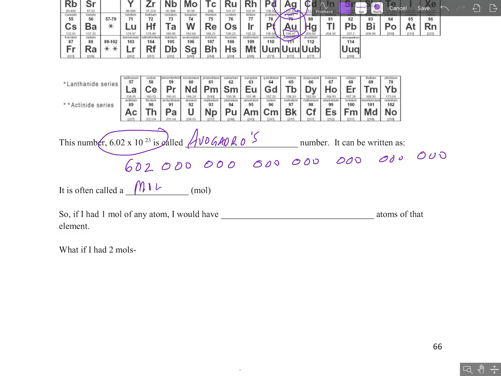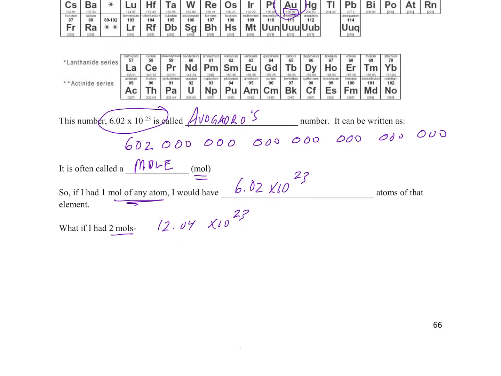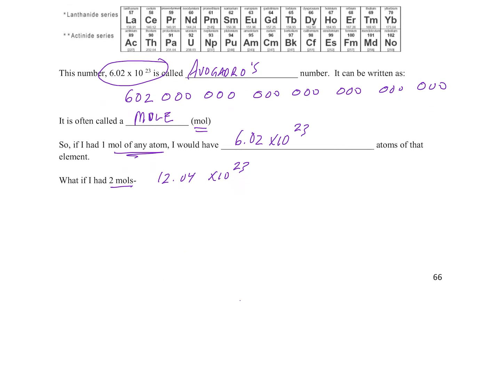It's often called the mole, M-O-L-E, and it's abbreviated with the letters M-O-L. So it turns out if I had 1 mole of any atom, I would have 6.02 times 10 to the 23rd atoms of that element. If I had 2 moles of any atom, I'd have 12.04 times 10 to the 23rd of that element's atoms. A mole is a very, very big number. We use it because atoms are very, very small.